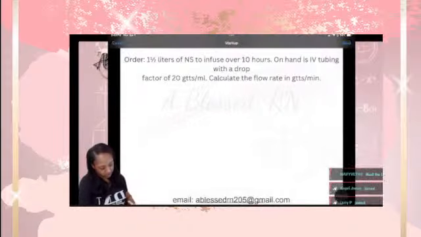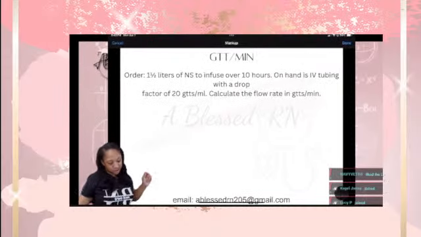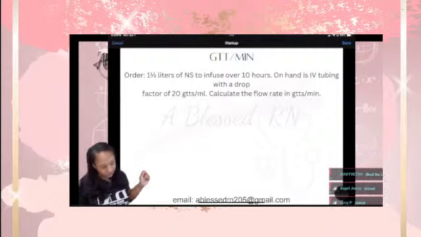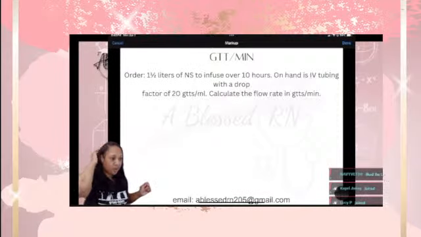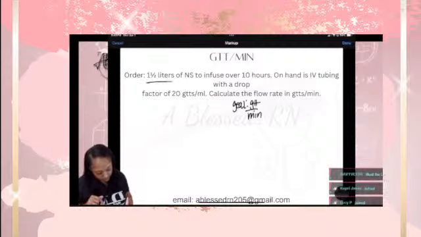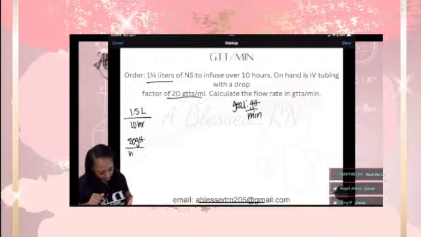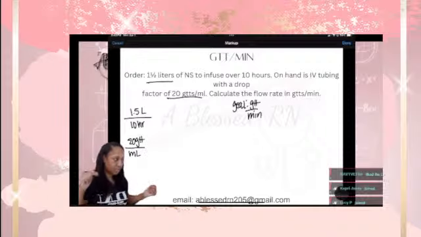Now, 1.5 liters of normal saline to infuse over 10 hours. On hand is IV tubing with a drop factor of 20 drops per milliliter. Calculate the flow rate in drops per minute, okay? So if our flow rate needs to be in drops per minute, we are looking for drops on the top and minutes on the bottom. So right here we have 1.5 liters of normal saline to go over 10 hours. And then we have a drop factor, which is 20 drops per milliliter, and then we need to find drops on the top and minutes on the bottom.